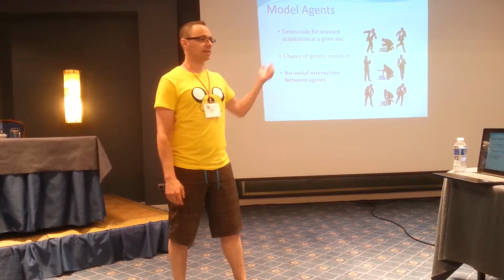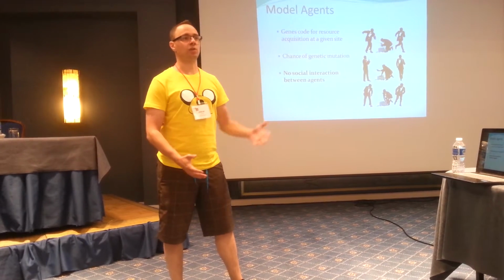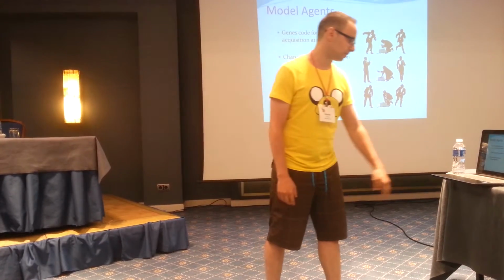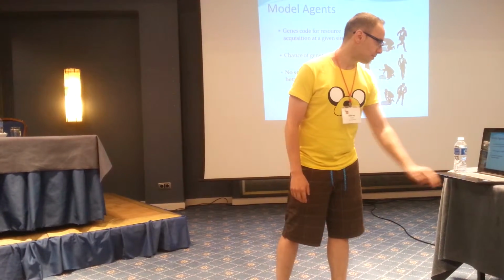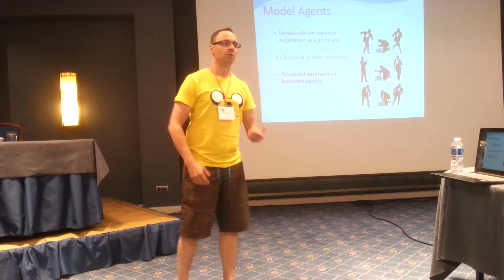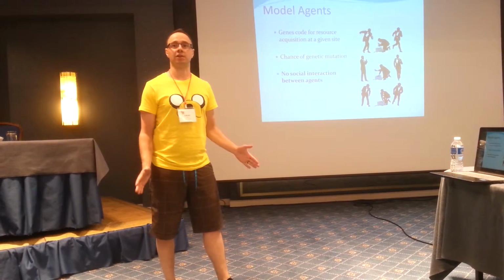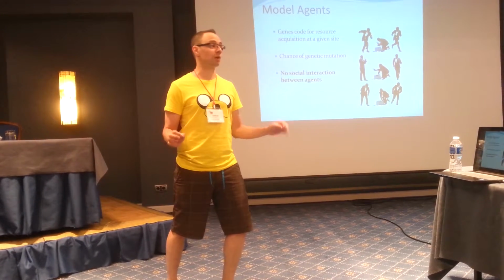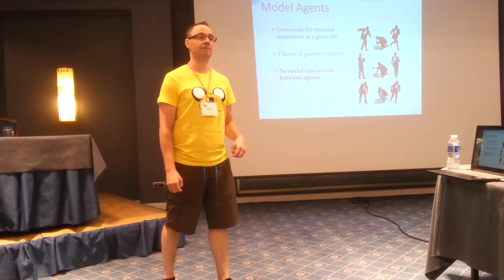We have, of course, some kind of variation that occurs. So there's mutation. There's also other types which include crossover or recombination. But the one thing that I want to really impress upon you is that we did not encode social interaction at all in these agents. The agents have no ability to directly detect each other in the environment.